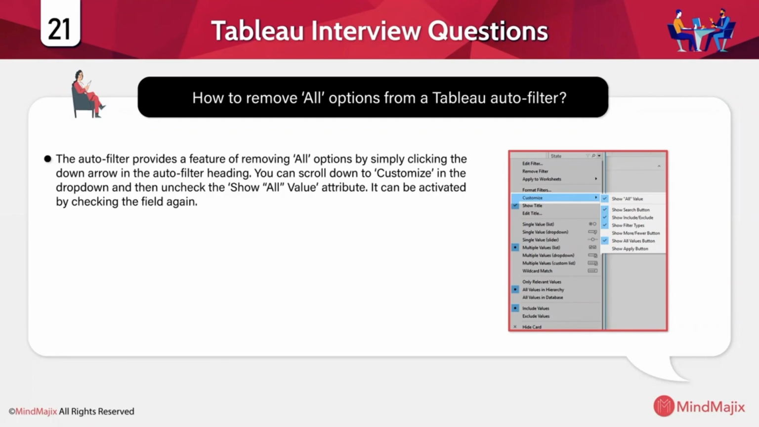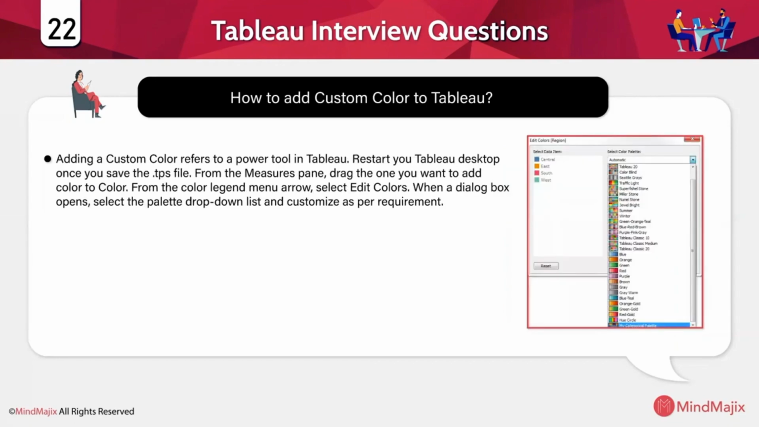The auto filter provides the feature of removing all options by simply clicking the down arrow in the auto filter heading, and you can also scroll down to customize in the drop down and uncheck the show all value attributes. The first option in the customize is show all value, so you have to uncheck that part, and you can activate it by checking the filter again. So regarding that, you can remove all options and you can also add the all option at the same time.